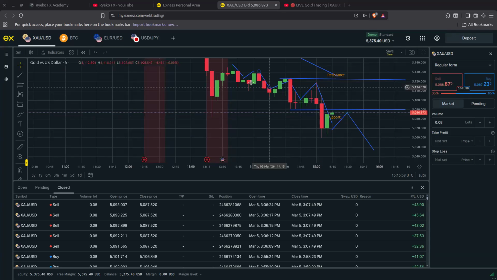Remember, these are masterclass technical analysis. I don't want to buy it now because buy is a little bit volatile. I'm only going to make money today selling. I will sell in the bearish.